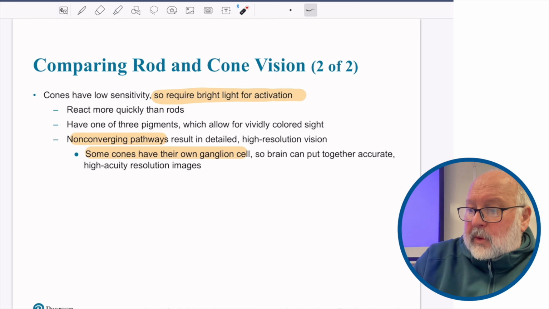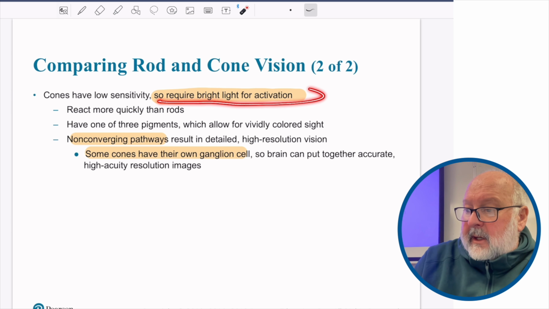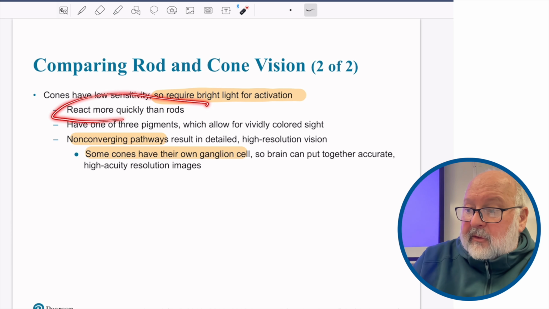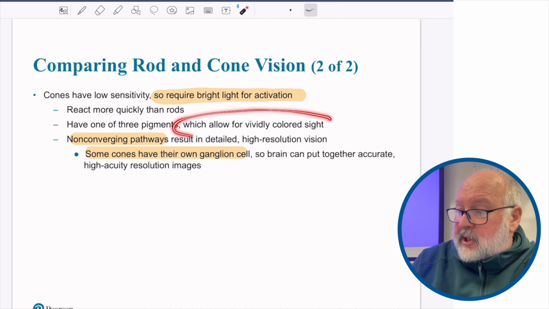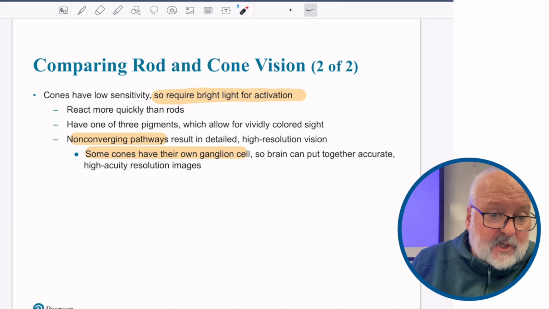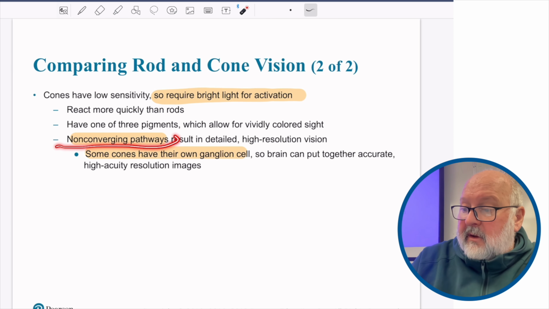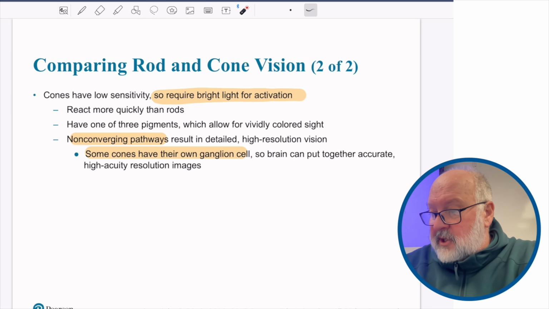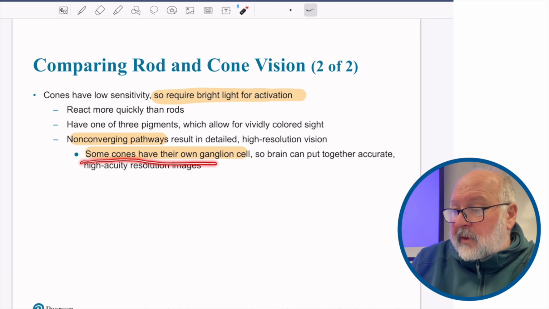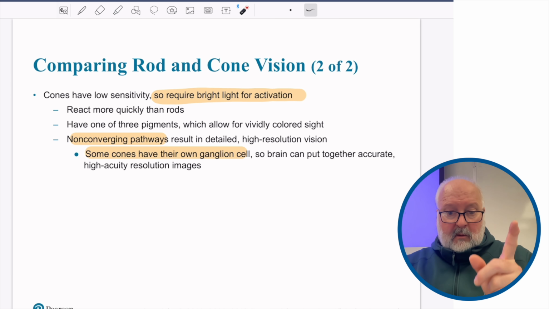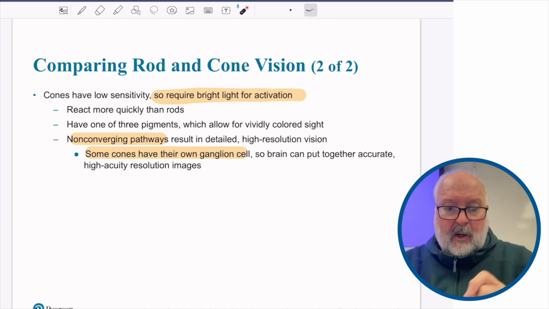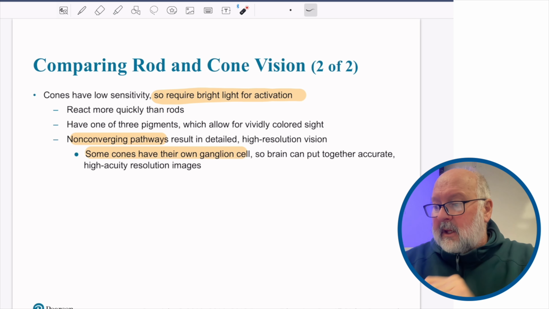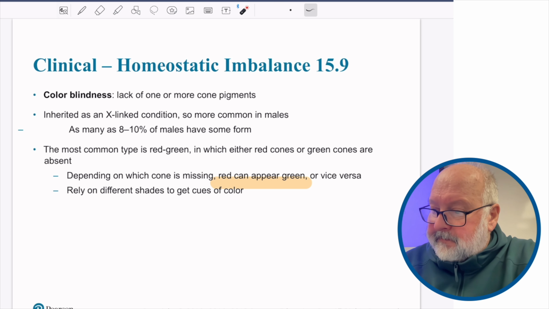So let's go to cones. So cones have low sensitivity and they require bright light for activation. They react more quickly. They have one of three pigments, and we'll talk about those shortly, which allows for colored vision. Okay? It's non-converging pathways, so that's going to give me detailed, high-resolution vision. And many cones have their own ganglia. So one cone goes to one bipolar cell to one ganglia, so you can really pinpoint where that part of the image is in your visual field.